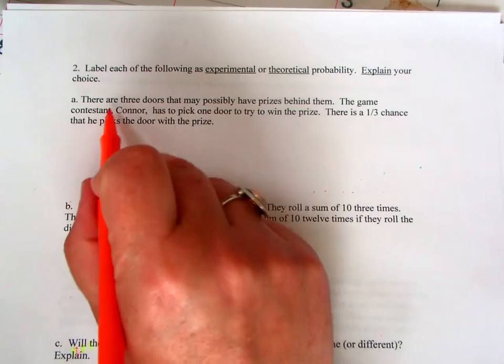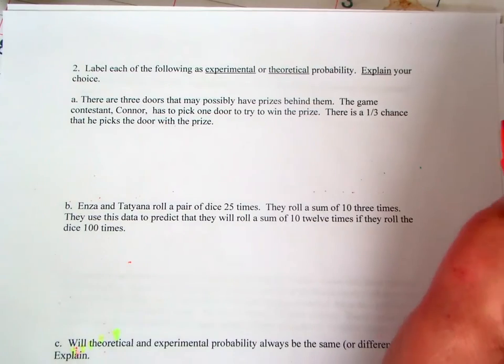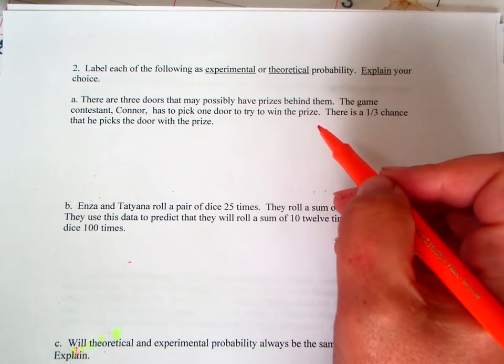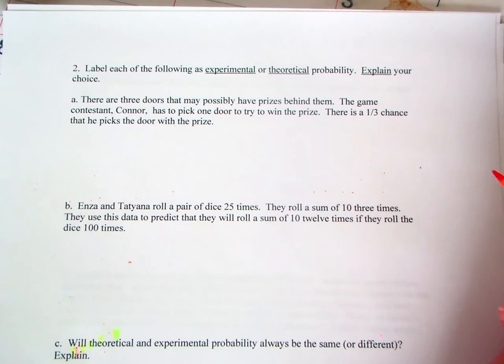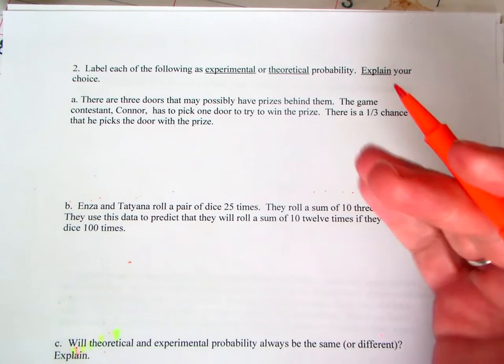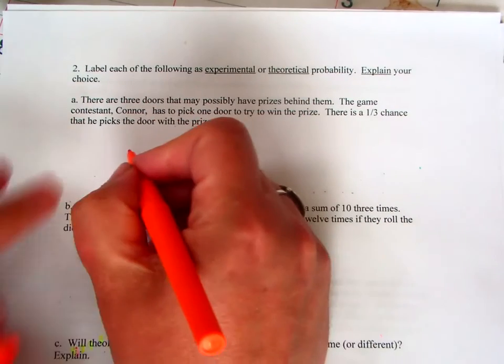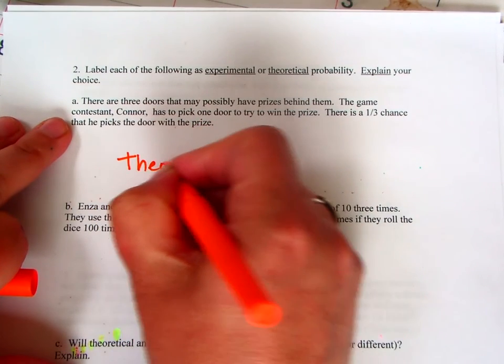So it says there's 3 doors that may possibly have prizes behind them. The game contestant, Connor, has to pick one door to try to win the prize. There's a 1/3 chance that he picks the door with the prize. Clearly, so far, he has not actually picked. It just says there's a 1/3 chance. So this is a theoretical probability.